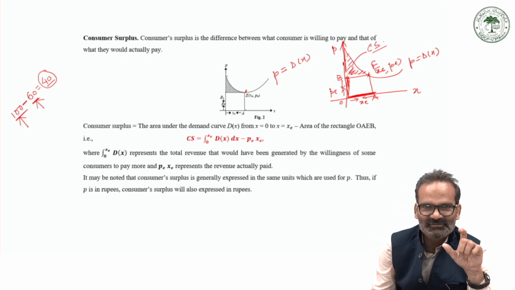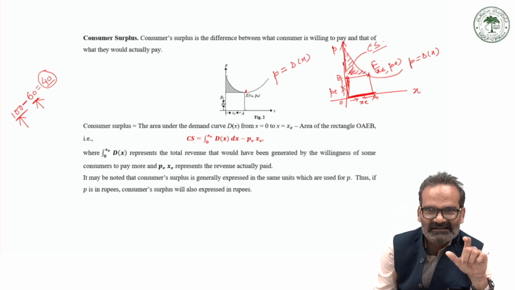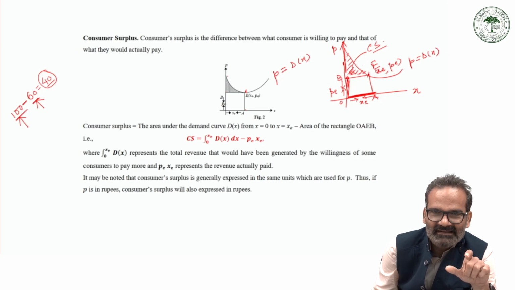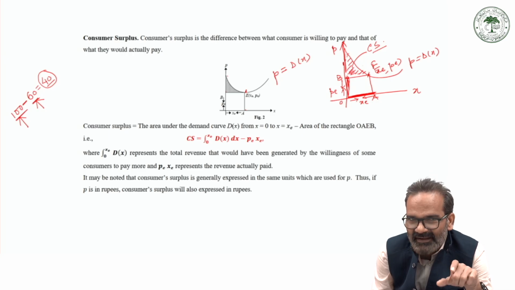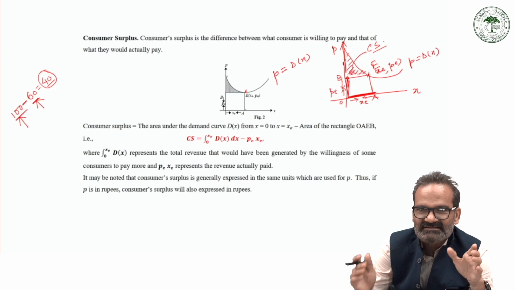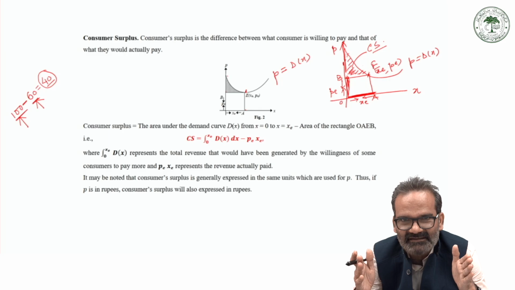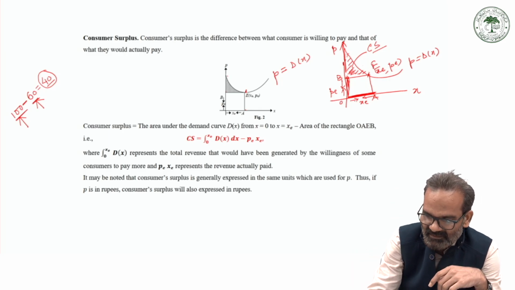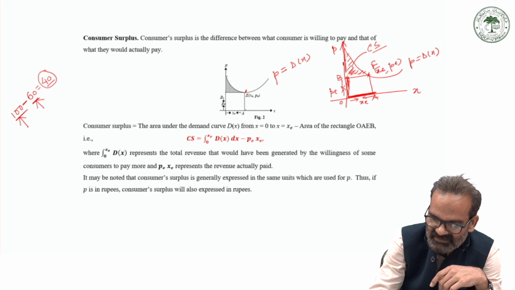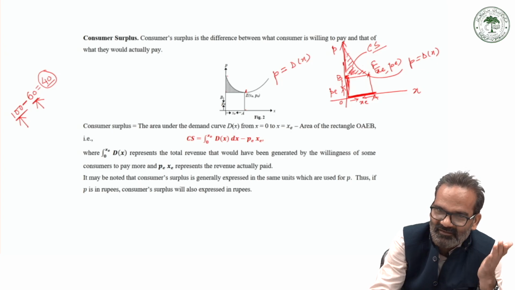The definition of the consumer surplus is what the consumer is willing to pay, minus what he actually pays. He actually pays the price which is fixed by the market, right? If a consumer is purchasing the quantity XE, its price is fixed by the market at PE up to here, but the consumer is willing to pay more.